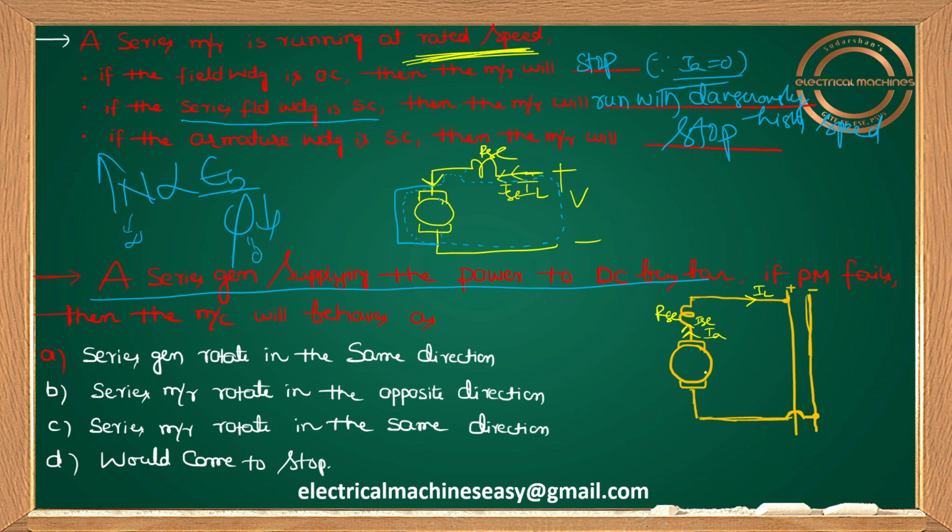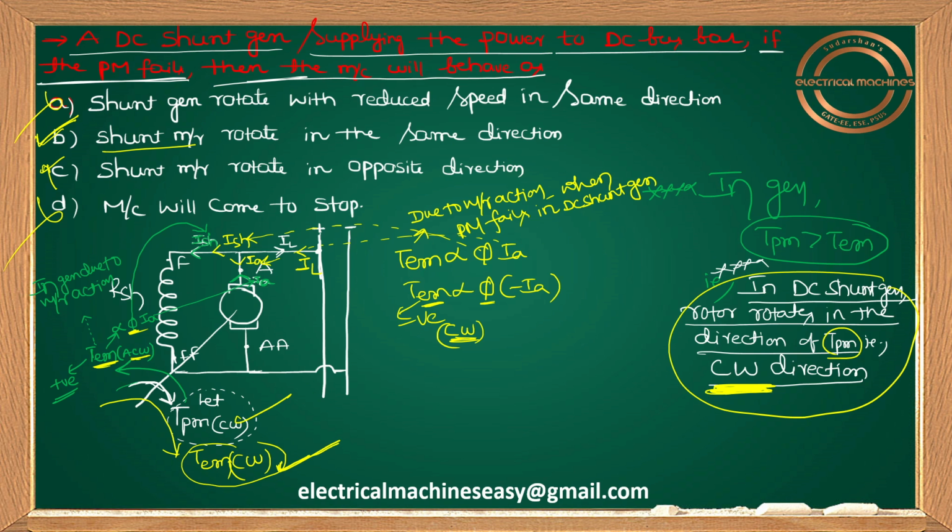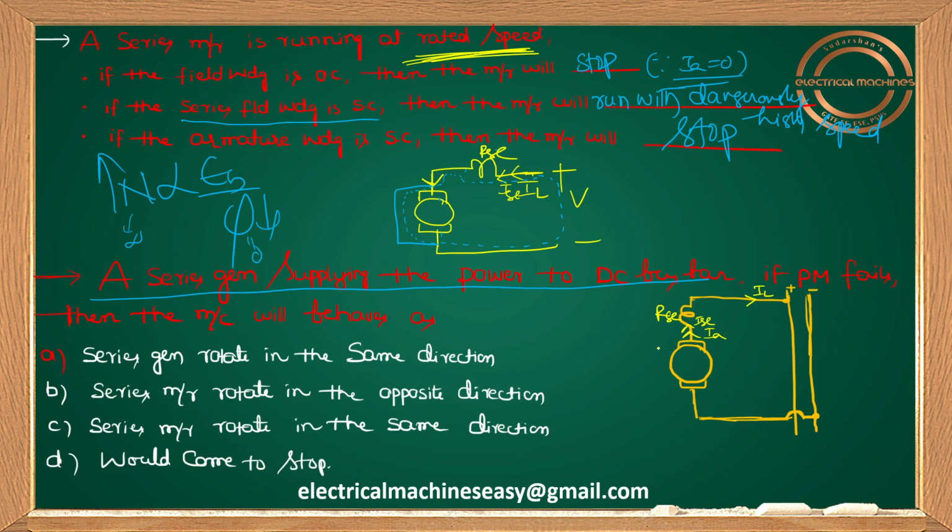Now please tell me. Whatever question I explained for the shunt generator, the same question I'm asking for the series generator. Please try to respond. Let us assume that initially in the generator we are giving mechanical input in the form of the prime mover. Once again, let the direction of TPM be clockwise.